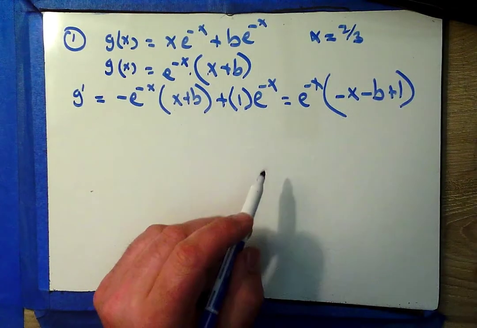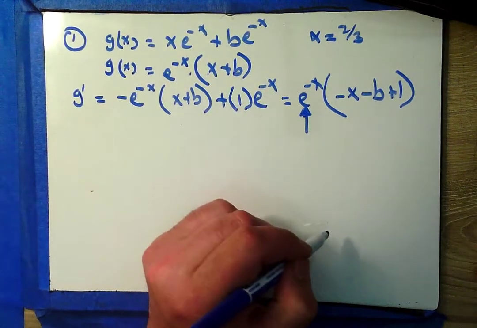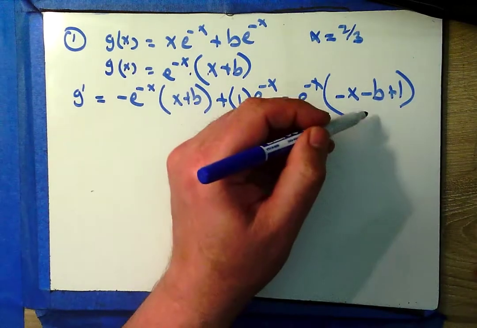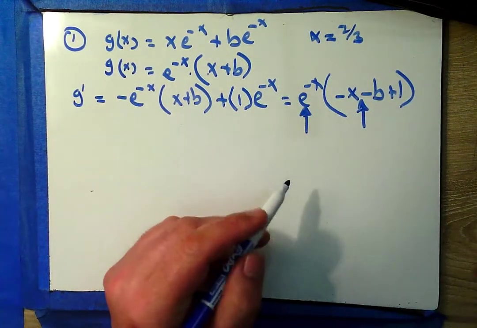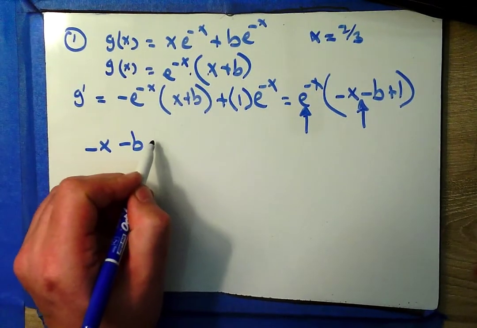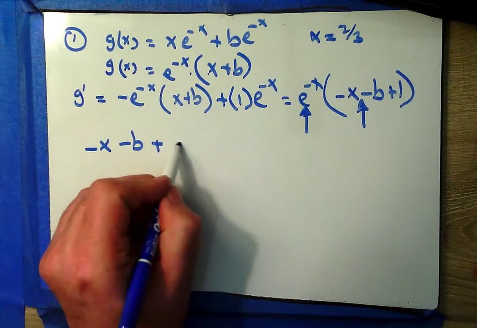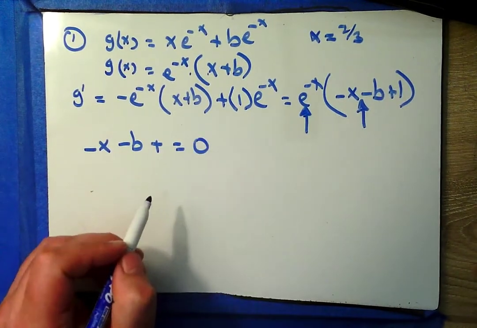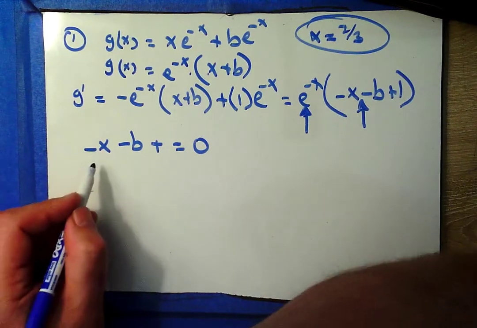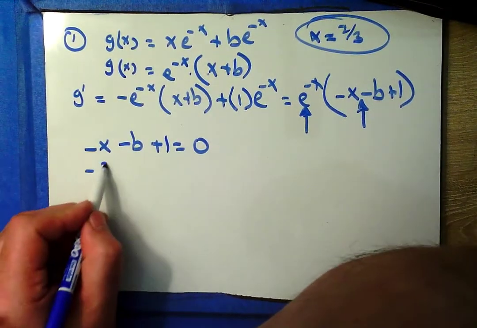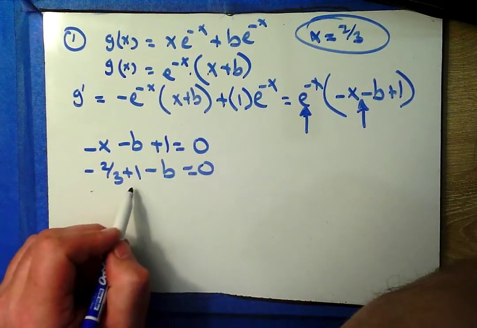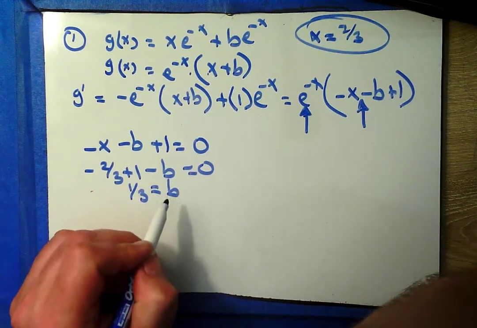So here's g prime. Now this part of g prime is never equal to 0. This is exponential decay. It has a horizontal asymptote at 0. So this is the only part that can be equal to 0. So we're saying negative x minus b plus 1 should be equal to 0. And we know that x equals 2/3. So if we plug 2/3 in here, I've got negative 2/3 plus 1 minus b equals 0. I get 1/3 equals b.